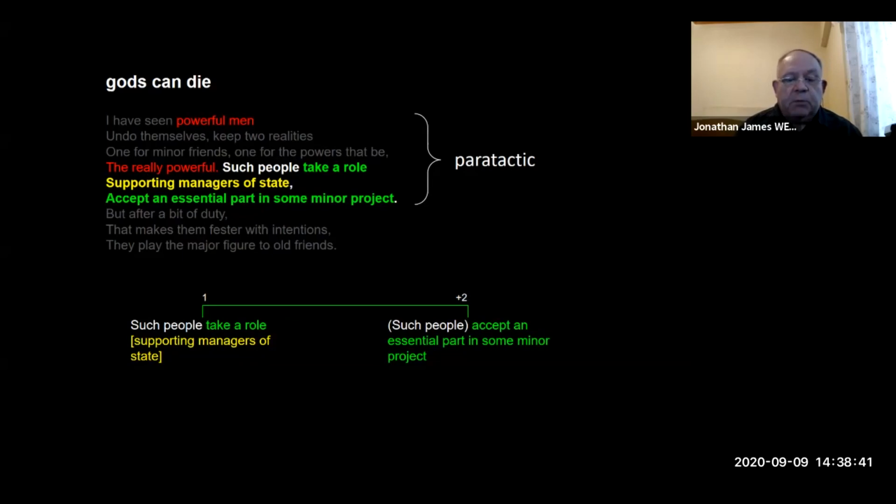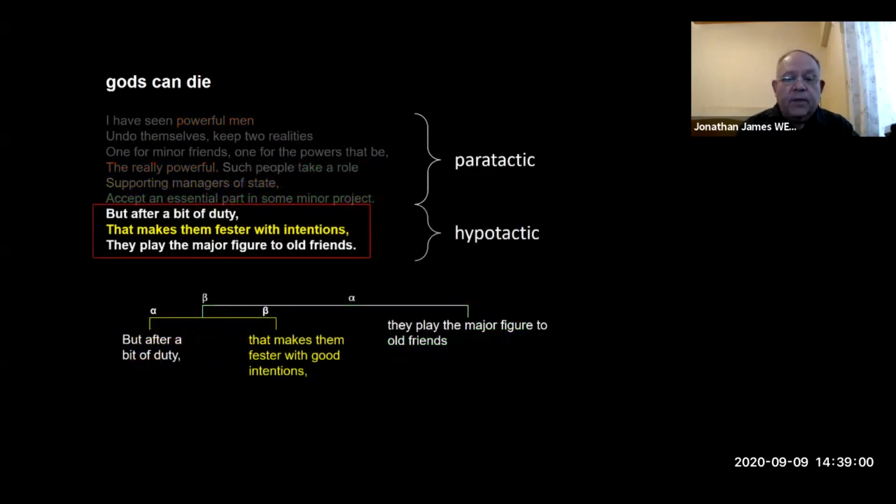Continues. Such people take a role supporting managers of states. Such people accept an essential part in some minor project. So it's been completely paratactic, pairing and continuous symmetry is being projected through the way in which these sentences are being combined. Until we get to the end.